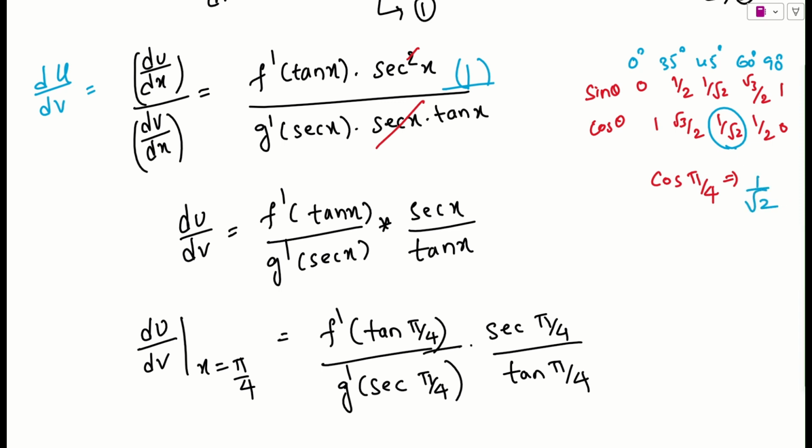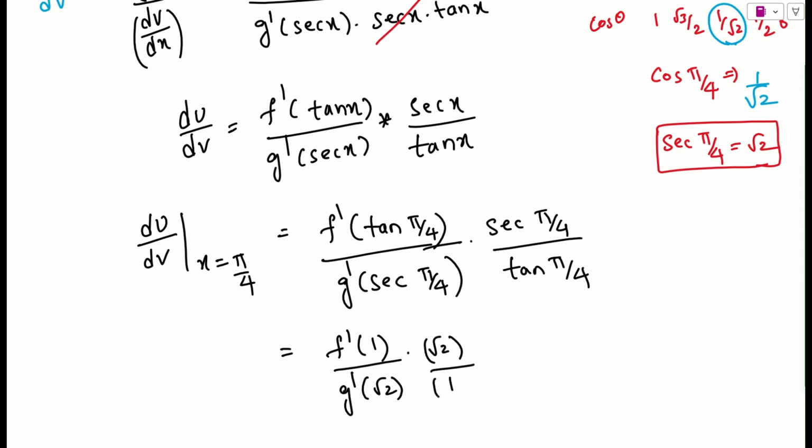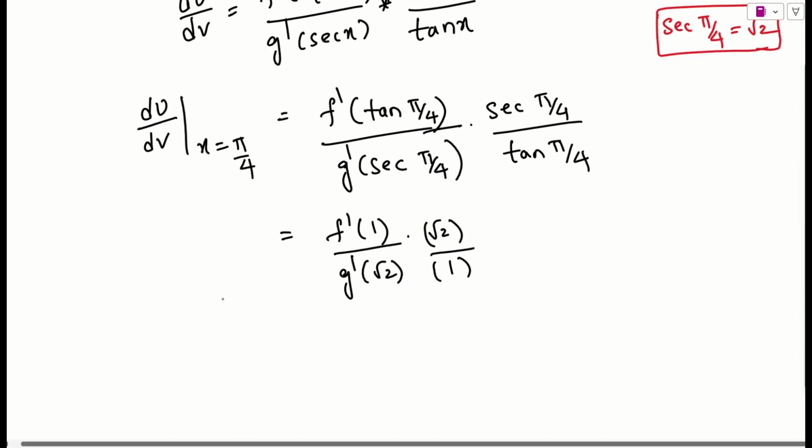We already know that cos is the reciprocal of secant, so simply I can write secant pi by 4. What will it be? The reciprocal, which is root 2. Agree? If you did not remember the secant value, that is for those people I'm saying this. Let us continue. So what will we have here? F dash of, we know tan pi by 4 is 1, we have just figured it out. Secant pi by 4 will be root 2, and tan pi by 4 we know is 1. Is it okay? Yes. So finally we got du by dv.